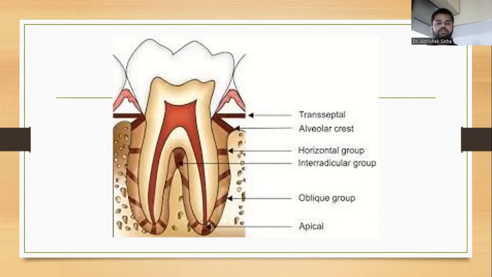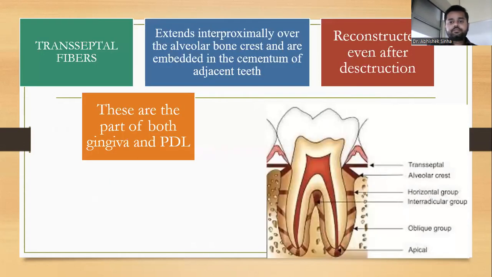This is another MCQ question. Which is one fiber which does not engage with the alveolar bone? So that is transseptal fiber. Now transseptal fibers extend interproximally over the alveolar bone crest and are embedded in the cementum of the adjacent teeth. Clear? Reconstructed even after destruction.